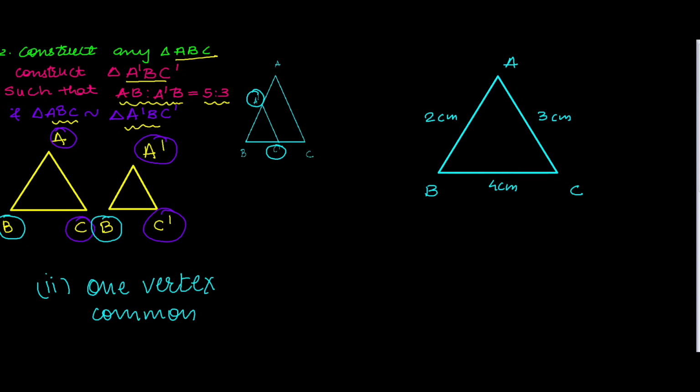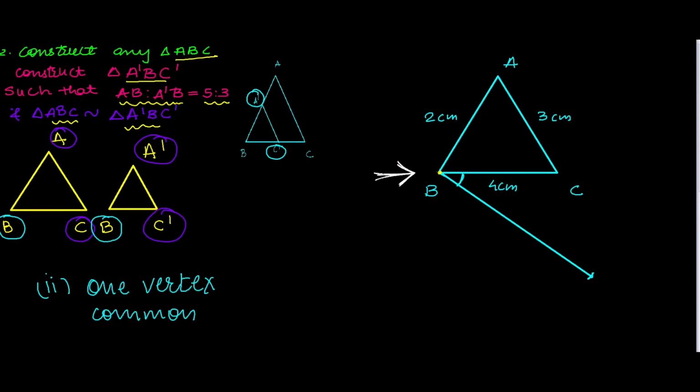So you have to draw an acute angle from point B of any measurement. It is not compulsory, so you can take any measurement or you can just draw a straight line. Just make sure that it is acute. Acute means less than 90 degrees. So this will be our acute angle.